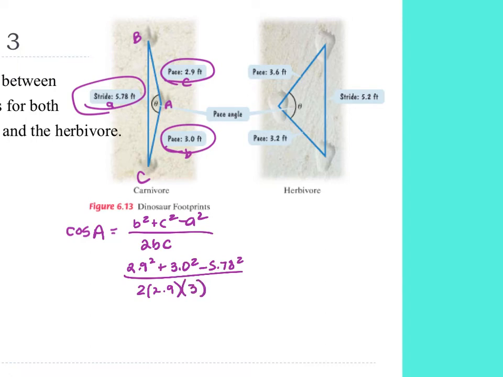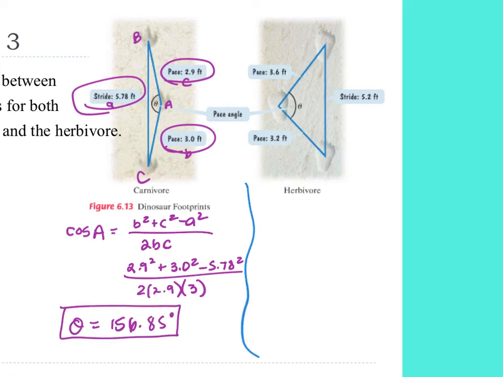And then I will second cosine that. So second cosine, open the parentheses, 2.9 squared plus 3 squared minus 5.78 squared divided by 2 times 2.9 times 3. And I get 156.85.